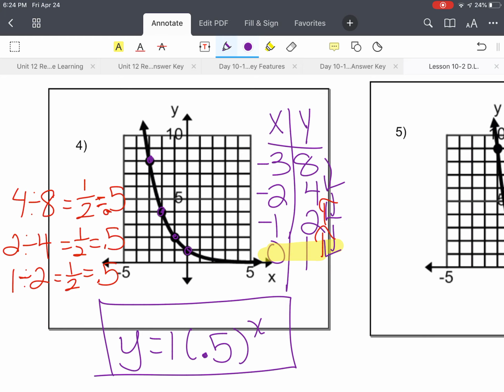Okay, and then just as a little check, if you wanted to try in your calculator, 8 times 1/2 does give me 4. 4 times 1/2 does give me 2. Two times 1/2 does give me 1.